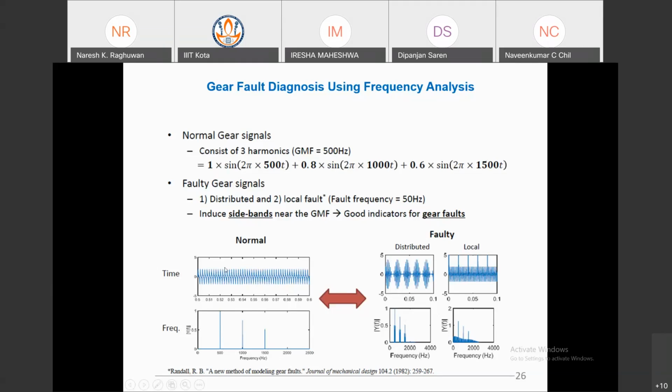So the time domain signal is there, the frequency domain signal is there. If we are considering a fault, then this is distributed, some local fault, and you will see some sidebands also. These sidebands are a good indicator for fault. If some sidebands are coming, you have to analyze the sidebands also. So some fault will be there, in the gear or the shaft, and you have to know that frequency.